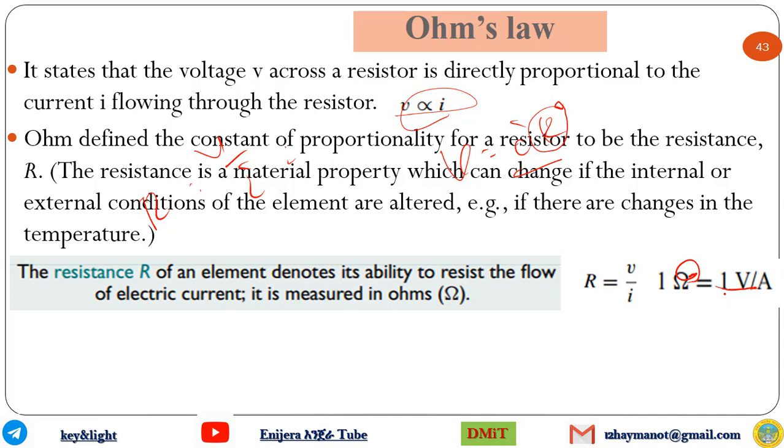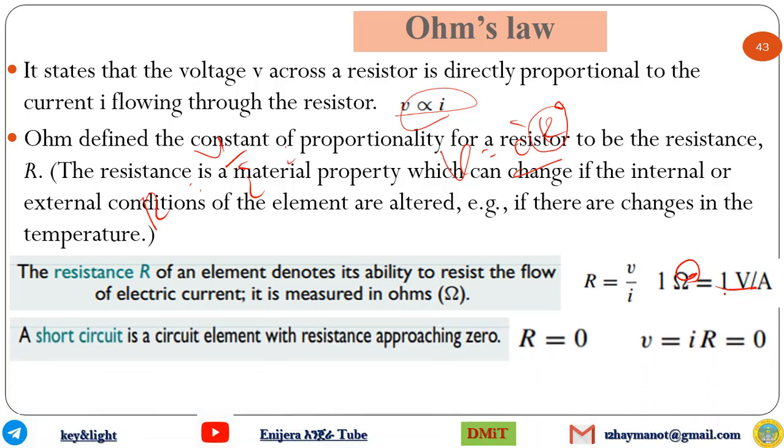There are two conditions in this case. There may be the resistance infinity or there may be the resistance 0. If the resistance is infinity, the circuit is said to be an open circuit. And if the resistance is 0, the circuit is said to be a short circuit. Look at this one. A short circuit is a circuit element with the resistance approximately 0.